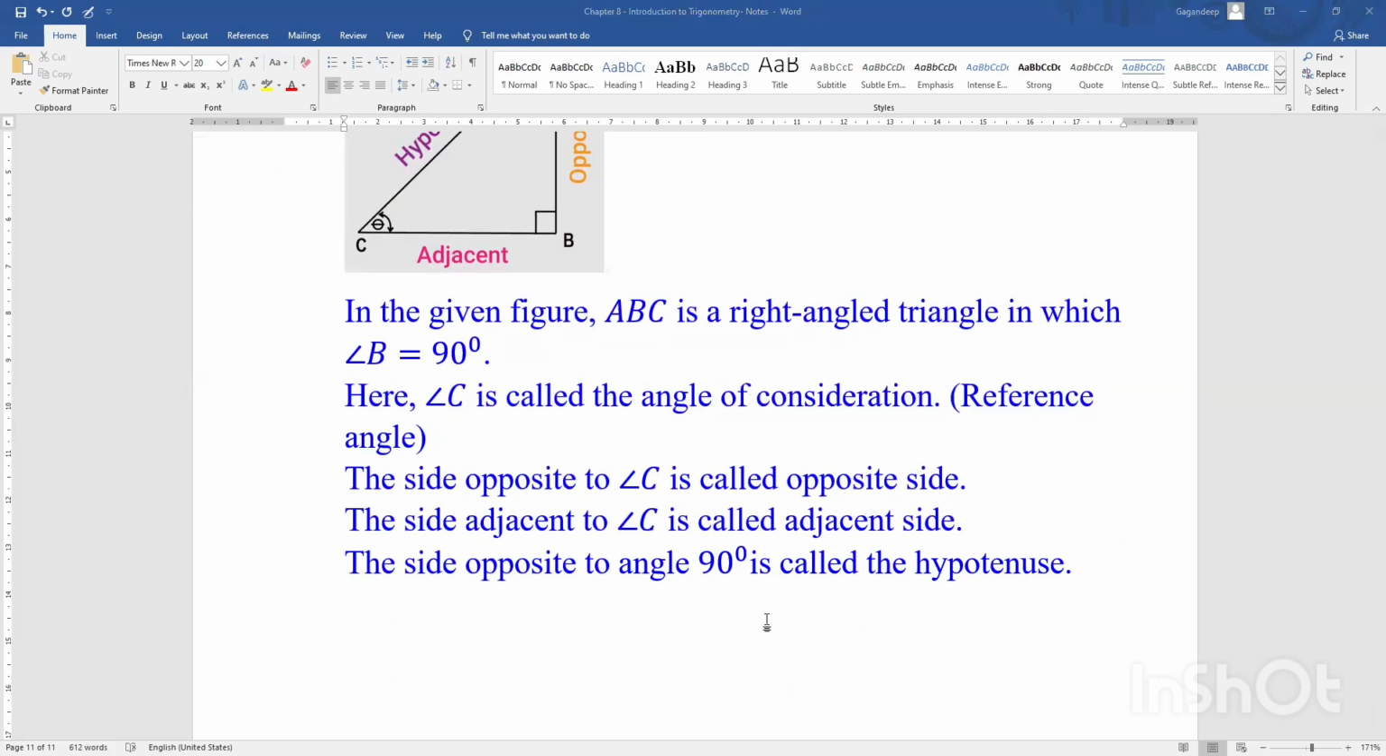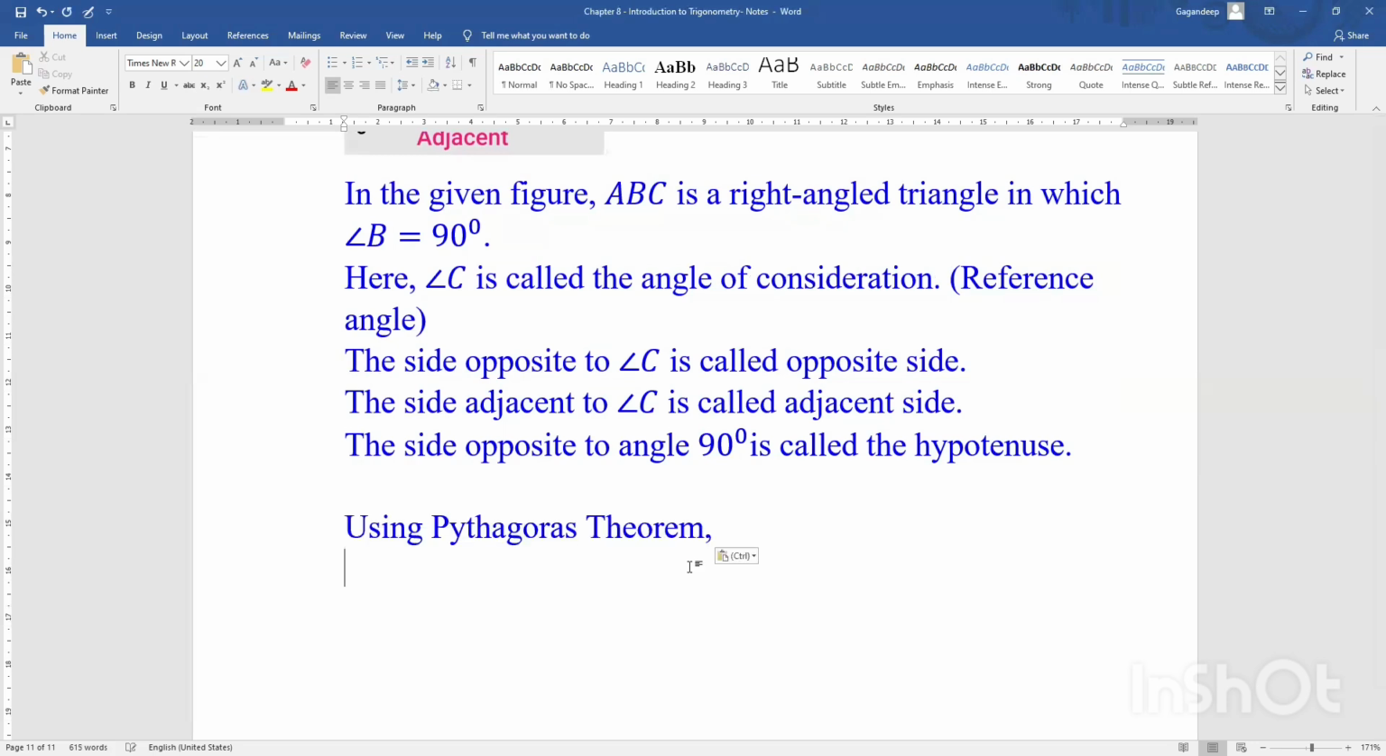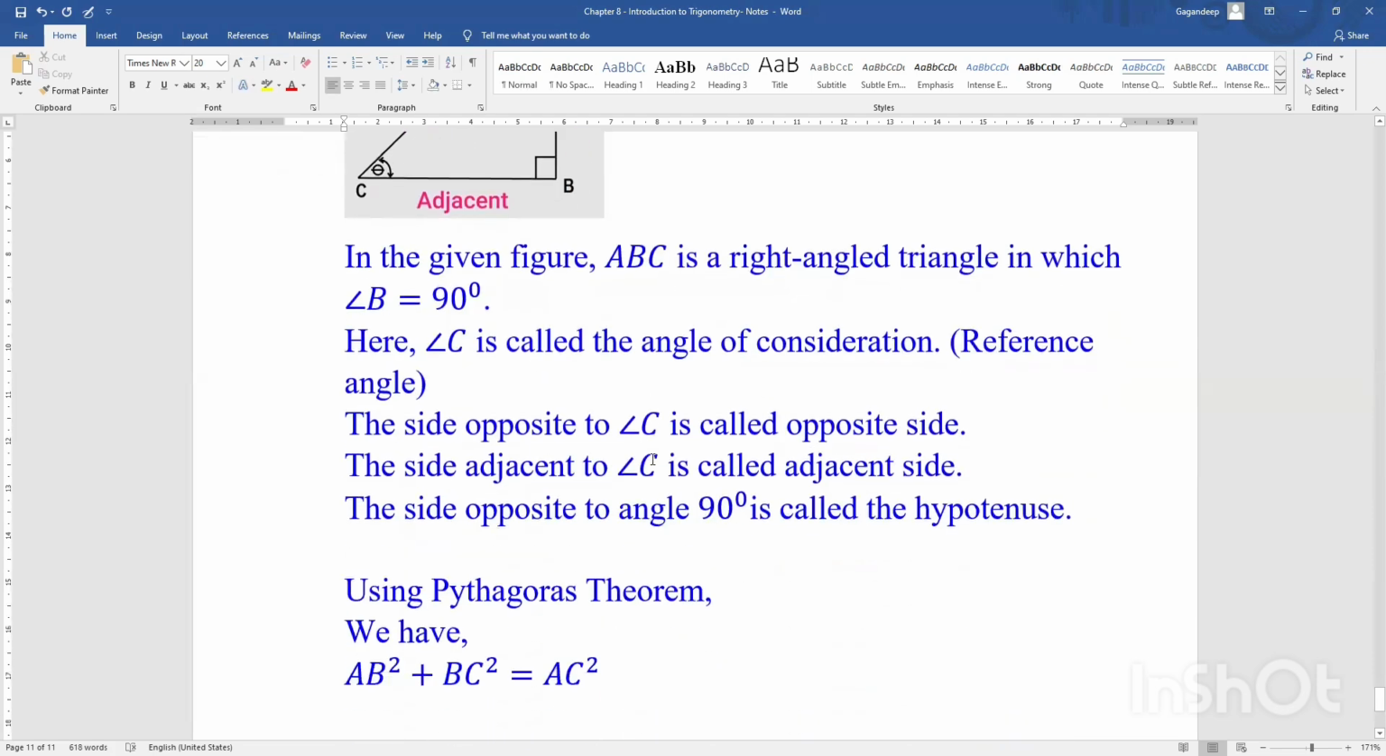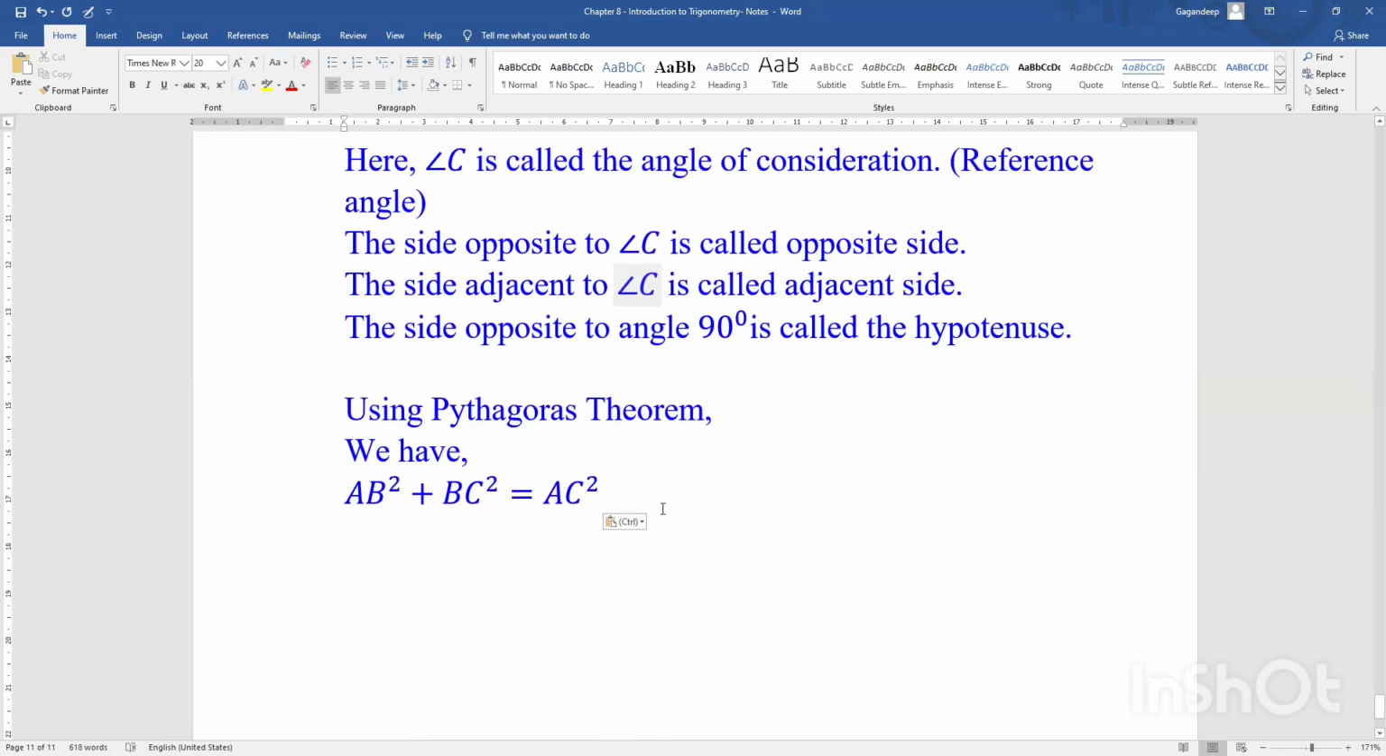Using Pythagoras theorem, we have AB square plus BC square is equal to AC square. So the opposite side square plus adjacent side square equals hypotenuse square. Let me call it equation 1.